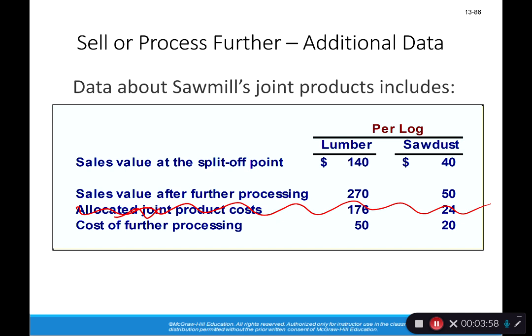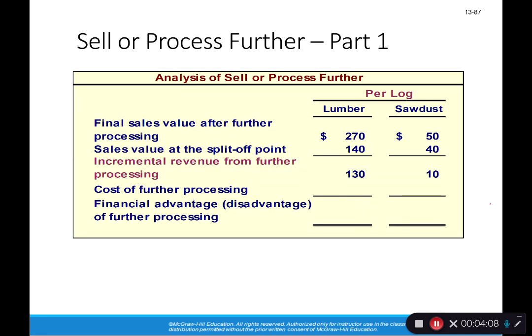These joint costs have already happened. They are sunk costs. We can't change them. They don't matter. If it don't change, it don't matter, my friends. So what does matter? Well, what matters is the sales value after further processing versus the sales value at the split-off point. So how much extra revenue do we generate by processing the lumber and sawdust further?